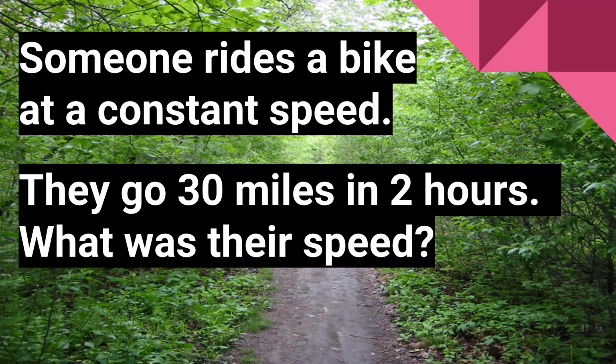How about this? Someone rides a bike at a constant speed. They go 30 miles in 2 hours. What is their speed? Typically, speed is miles per hour, so 30 miles in 2 hours. The answer would be 15 miles per hour.